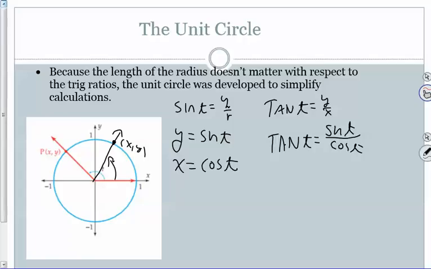So the aha moment is, if every point along this unit circle is x comma y, then it actually has coordinates cosine t comma sine t. Think about that for a minute. That is insane. So I want to talk a little bit more about the unit circle, but we're going to do that probably in class.